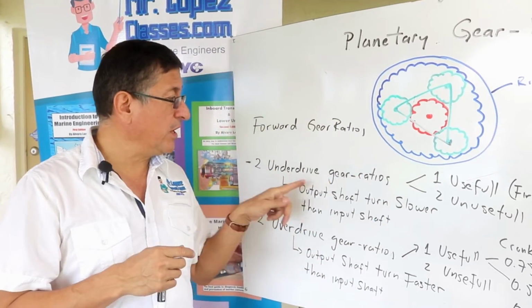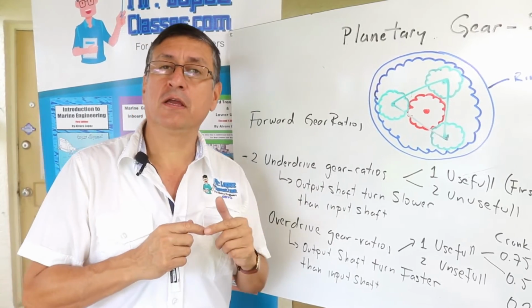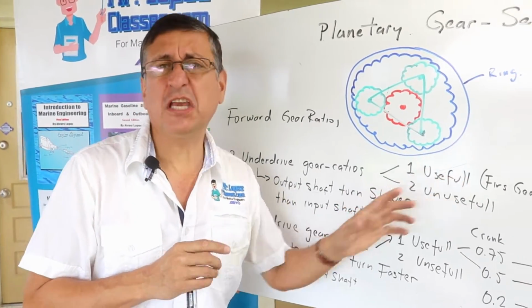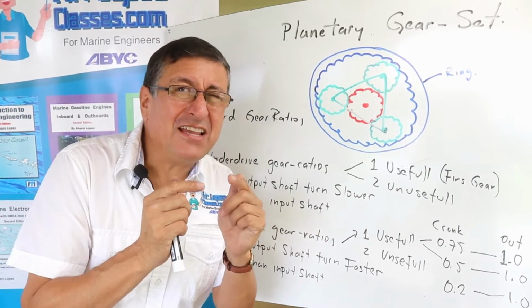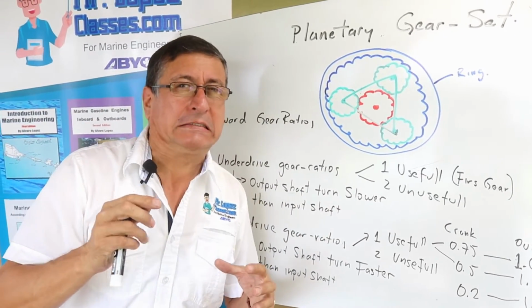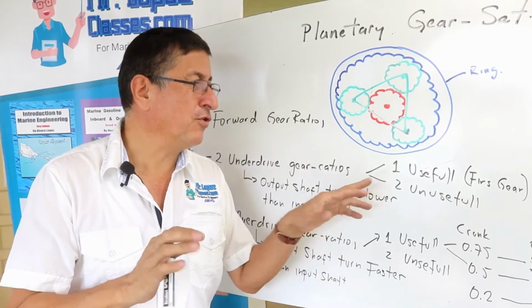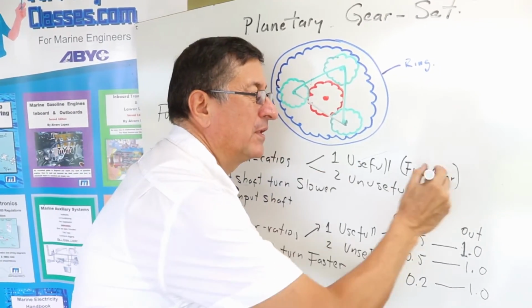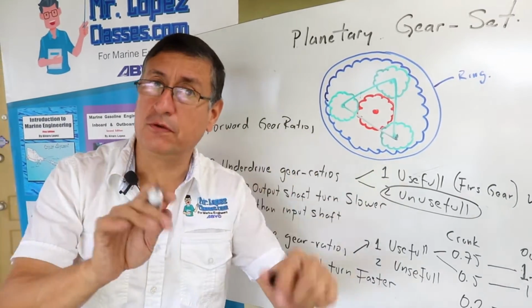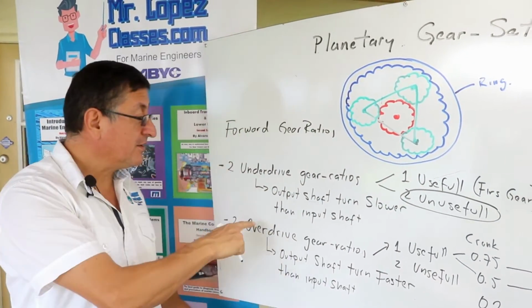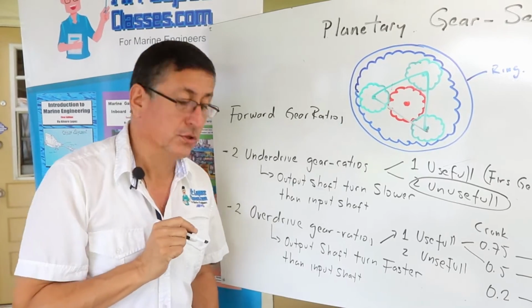One of those gear ratios produced in underdrive is useful: first gear. The other one is less speed and a lot of torque. That's practically impossible. For that reason, one is useful and the other one is not useful, it is unusable. The same with overdrive gear ratios.